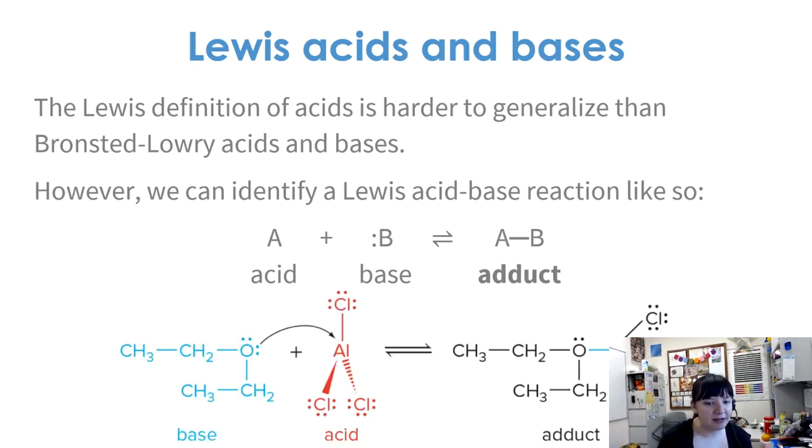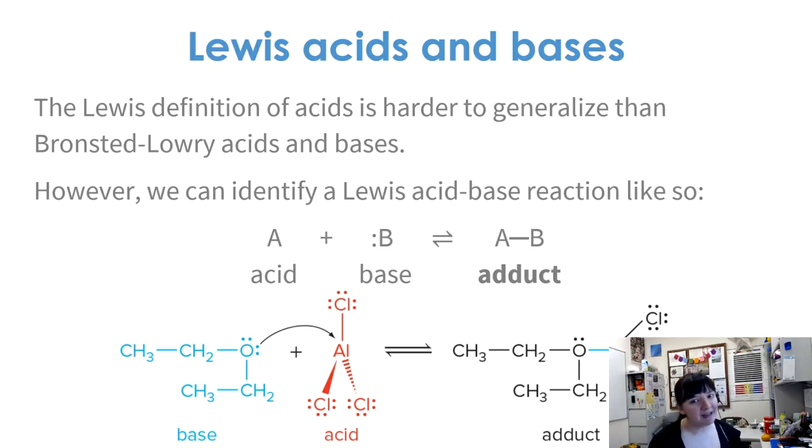As an example right here, I have a reaction of dimethyl ether and aluminum chloride. When these two bond, the oxygen of the dimethyl ether, because it has lone pairs, is going to make a bond with the aluminum and then give us this big monstrosity adduct as our product there.